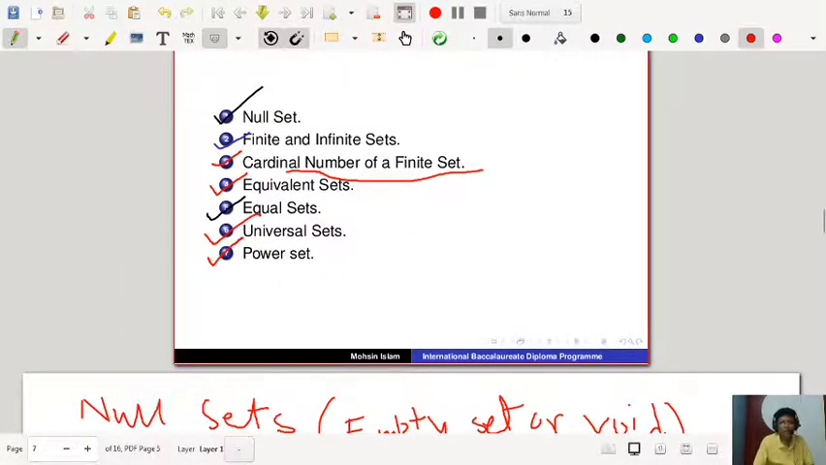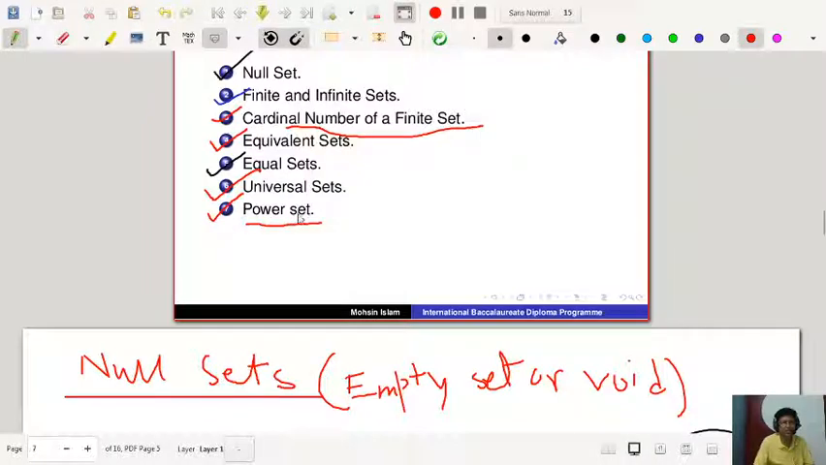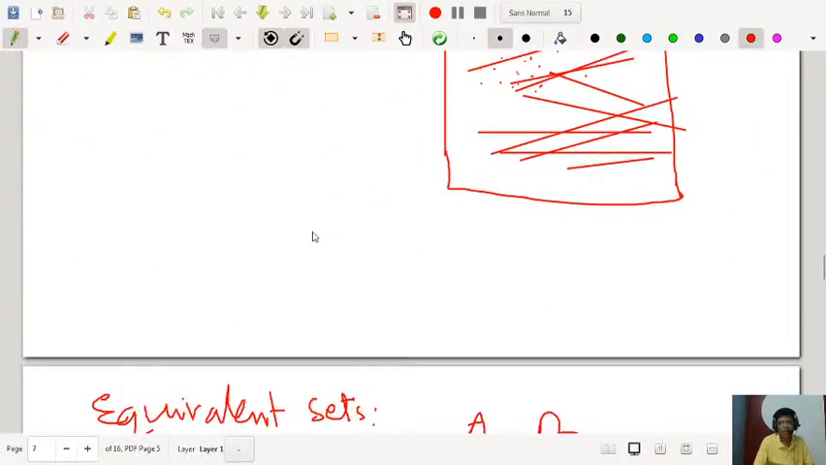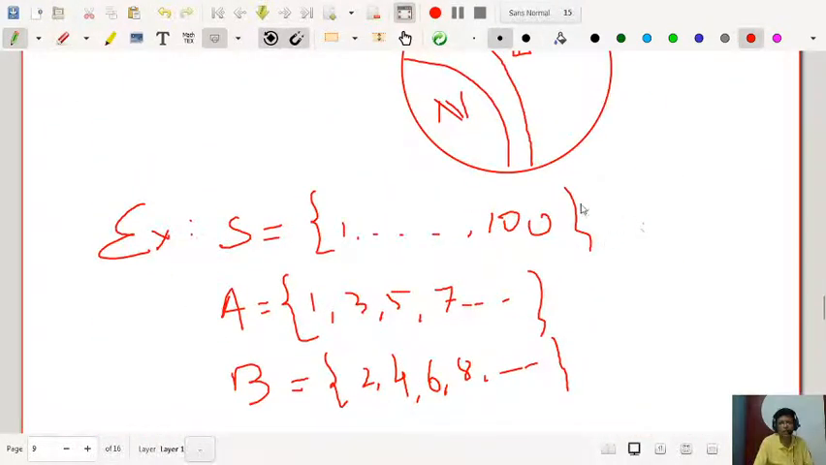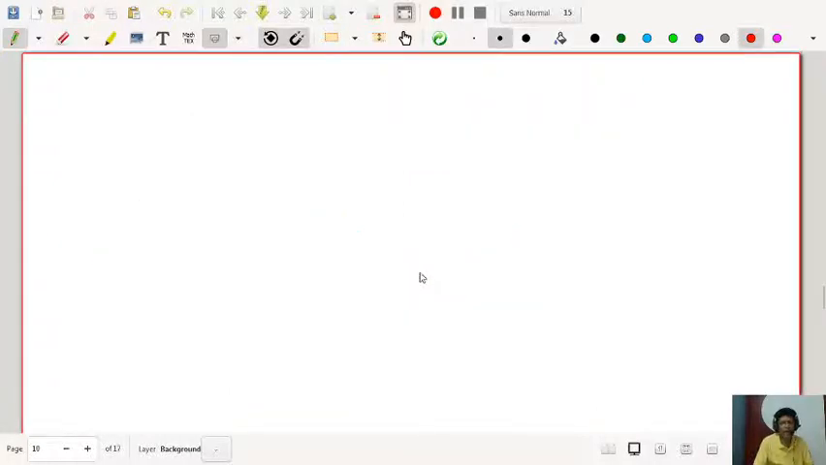Great. Next, I will define power set. The seventh point is the power set. Let me add one more page right there. So I will describe now power sets. Let me give you one example for that. Suppose A is a set.